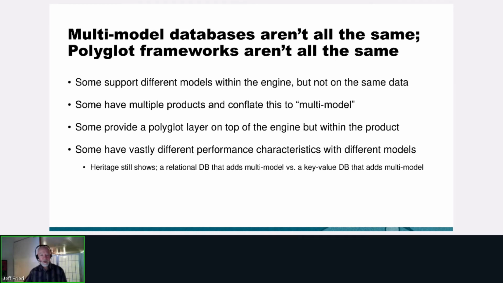They tend to have performance that correlates with their origin. For example, the Microsoft CosmosDB came from a relational standpoint and is strong at relational, but weak at most other models.